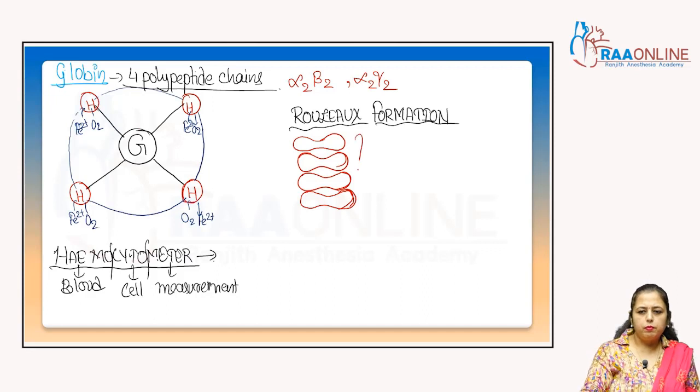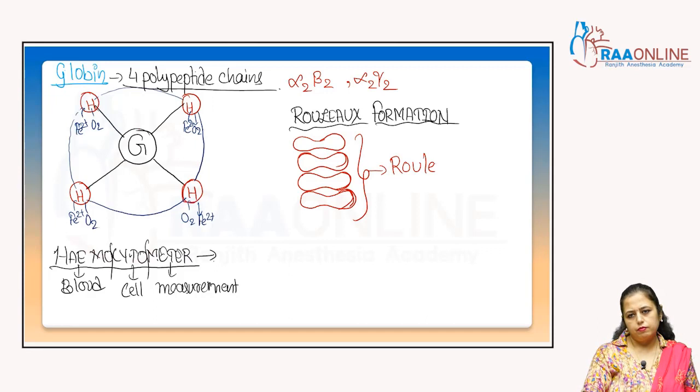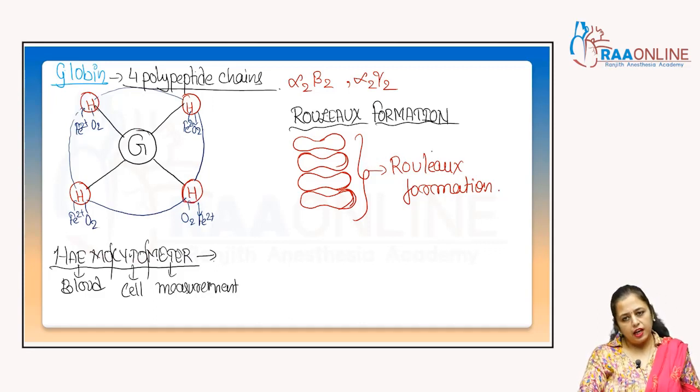And that is known as the Rouleaux formation. This is called the Rouleaux formation. Clear? Fibrinogen favors the Rouleaux formation, and it occurs just due to the excessive amount of fibrinogen, or we can say the high plasma protein, because fibrinogen is a high plasma protein, right? So this is the Rouleaux formation.